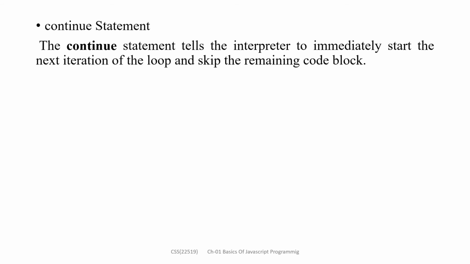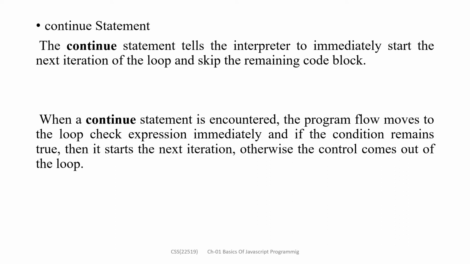The next loop statement is the continue statement. The continue statement tells the interpreter to immediately start the next iteration of the loop and skip the remaining code block. Continue means the statement will be executed continuously, but as the condition remains true, it skips that particular conditional statement.